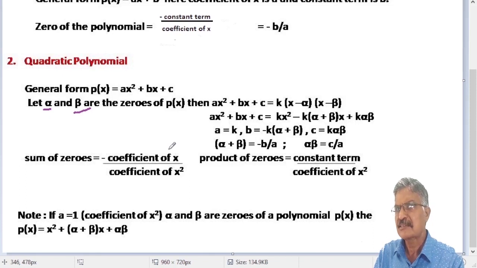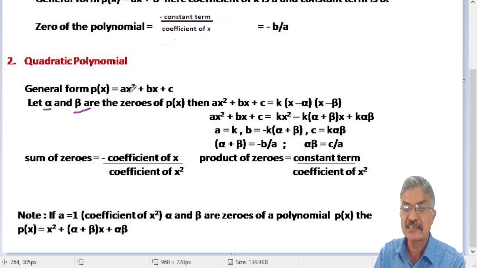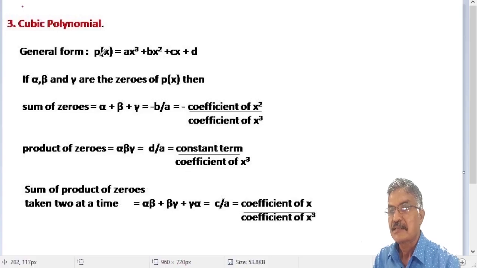In some textbooks, and not in the textbook but in the guide, it is given that if alpha and beta are the zeros of the polynomial, then its form is x square minus (alpha plus beta) x plus alpha beta. That is not right in general. Only if the coefficient of x square, that is a, is 1, can we write the polynomial as x square minus (alpha plus beta) x plus alpha beta. Here I write it as a note: if a is equal to 1, that is the coefficient of x square is 1, and alpha and beta are zeros of polynomial p(x), then p(x) can be written as x square minus (alpha plus beta) x plus alpha beta.